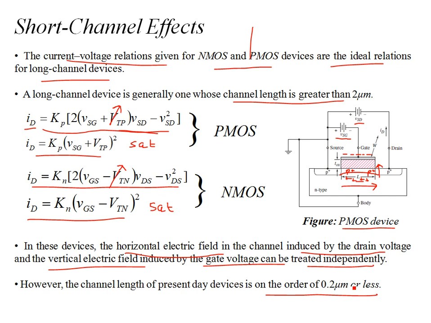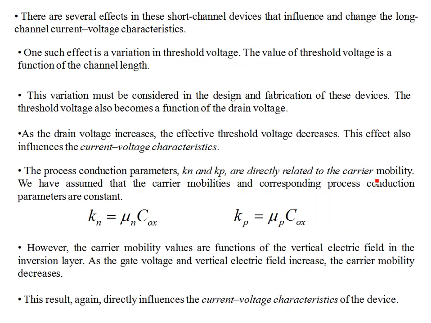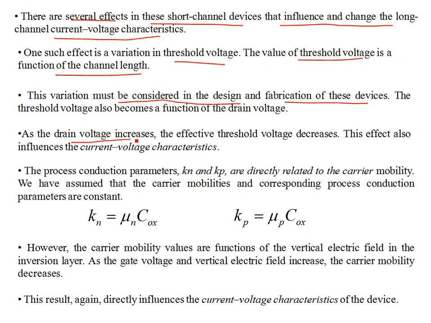The other thing is that since in small channel lengths the two fields, horizontal and vertical, interact, they become dependent. So as you increase the drain voltage, the threshold voltage becomes even smaller. As the drain voltage increases, the effective threshold voltage decreases. This effect also influences the current voltage characteristics.